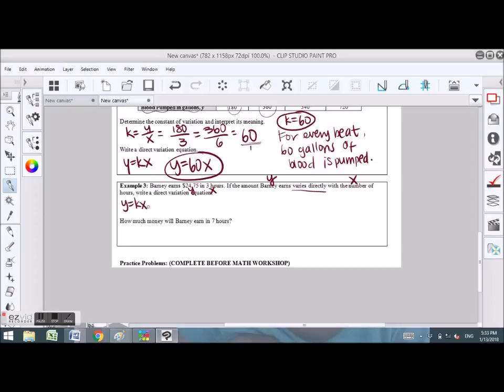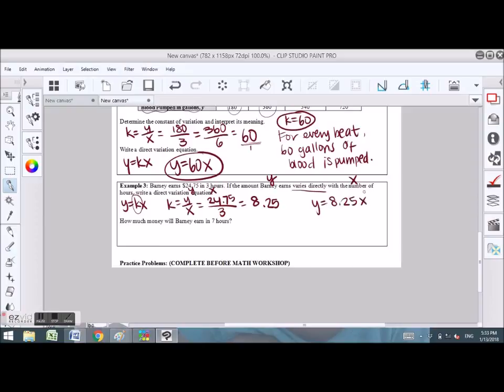So k, remember, equals y over x. And here we're given $24.75 for 3 hours. Now divide, and you will find that you get $8.25. So that is our k. For every hour Barney works, he gets $8.25. So y equals 8.25x.